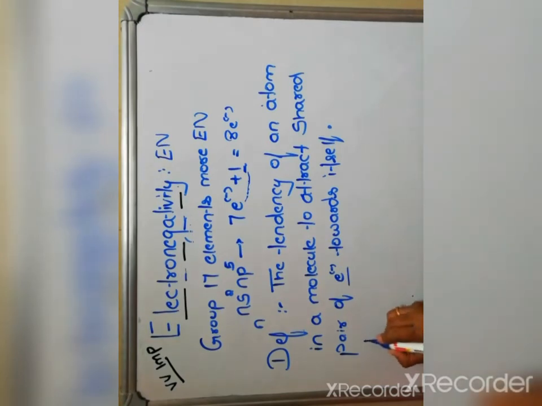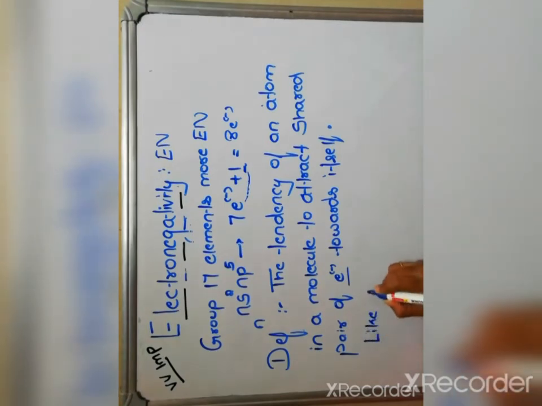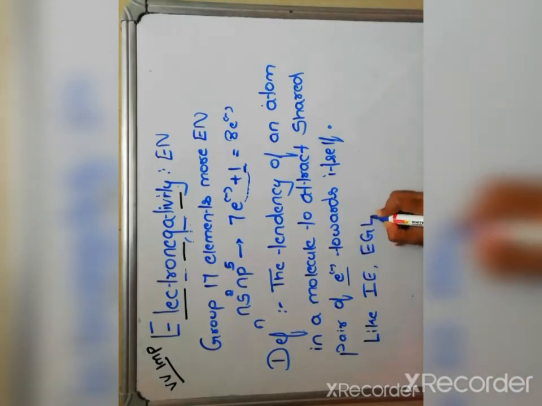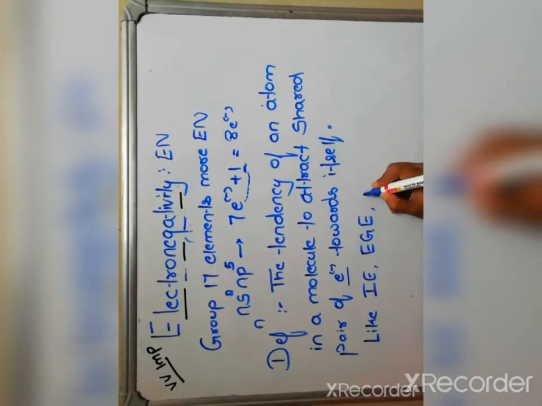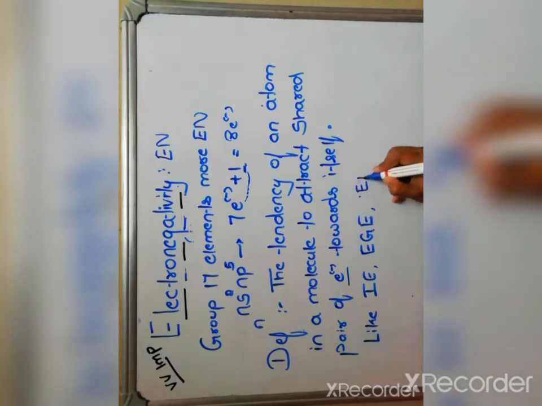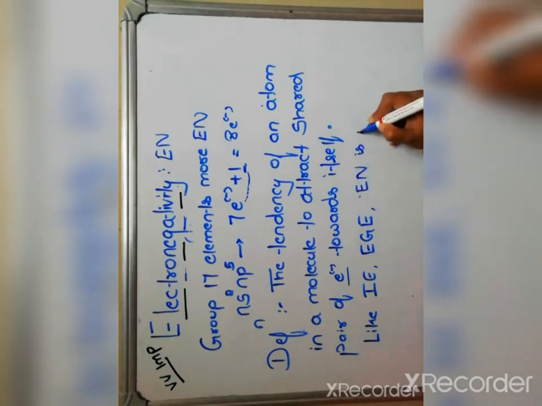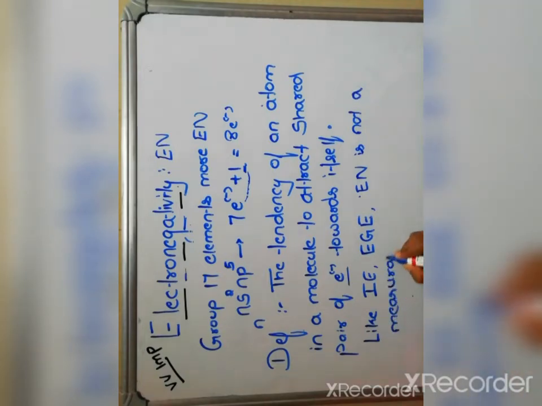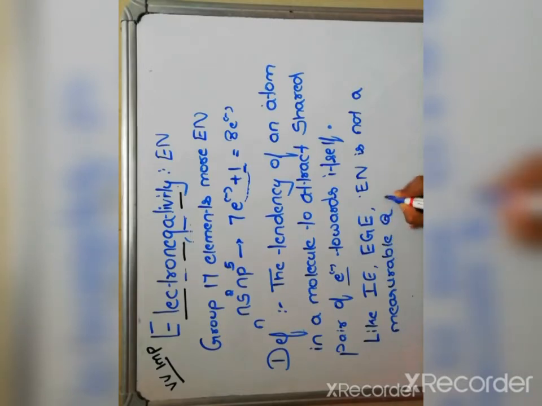So like ionization enthalpy and electron gain enthalpy, electronegativity is also not a measurable quantity. So it is not easy to measure. It is not a measurable quantity, right?